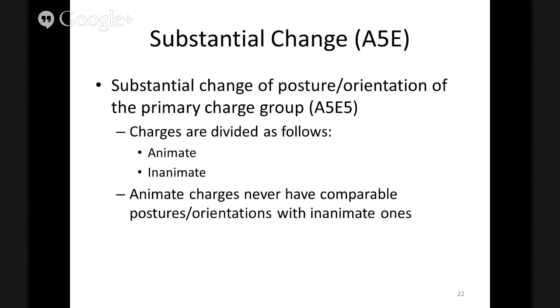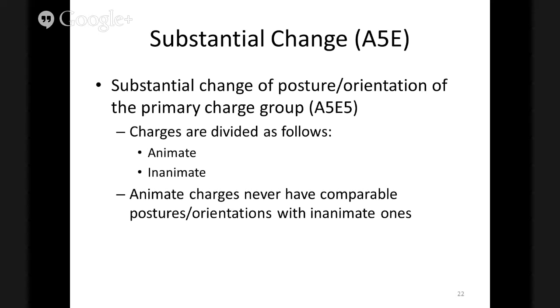So charges are divided like this: animate and inanimate. There's never a comparable posture or orientation between an animate and inanimate charge. So if you have a lion on one shield and a spear on the other, aside from type changes, you can't get an SC for posture or orientation, because a spear can't be compared to a lion. A spear can't be rampant or dormant or whatever.